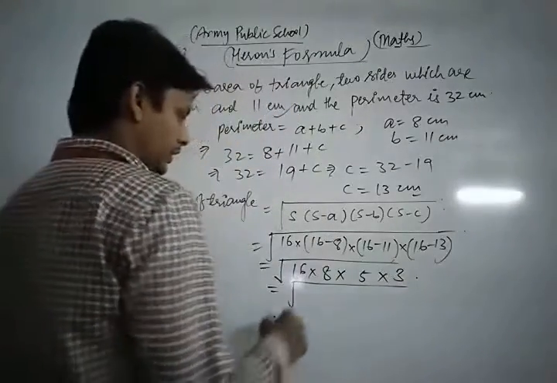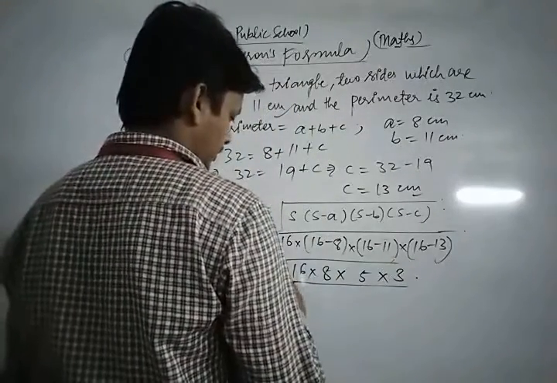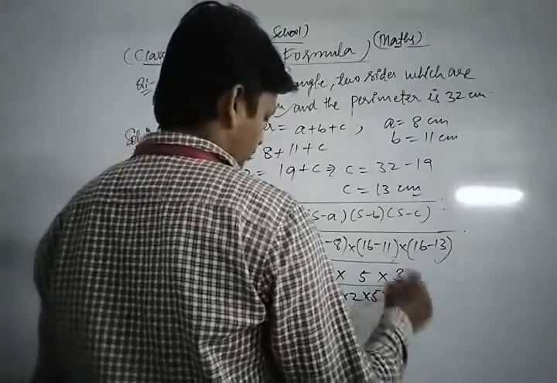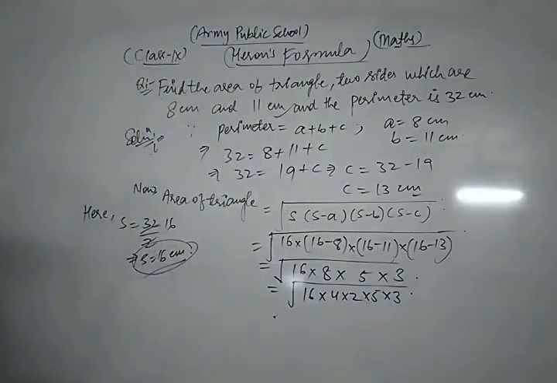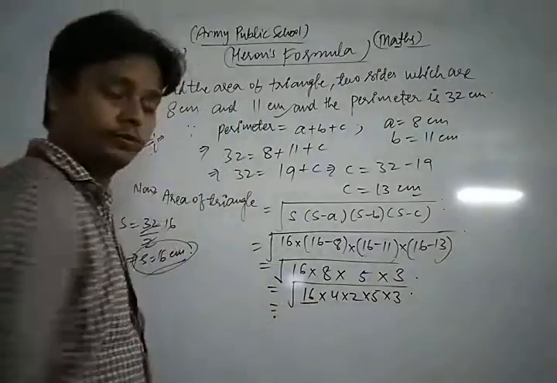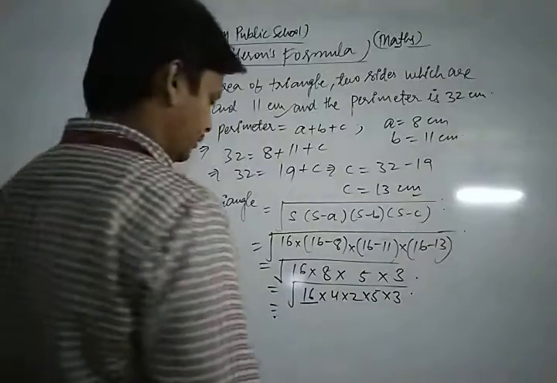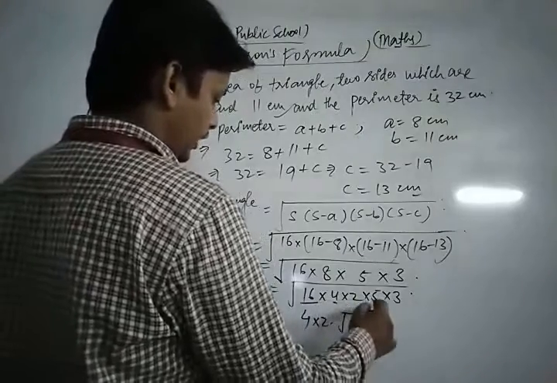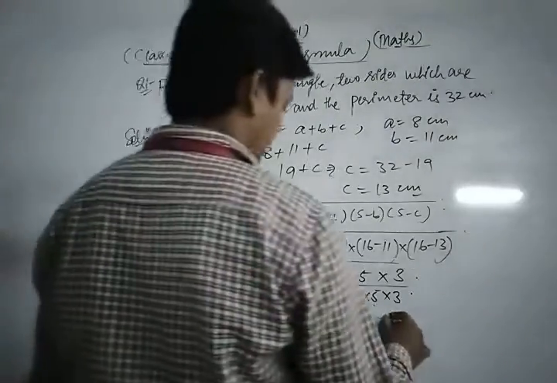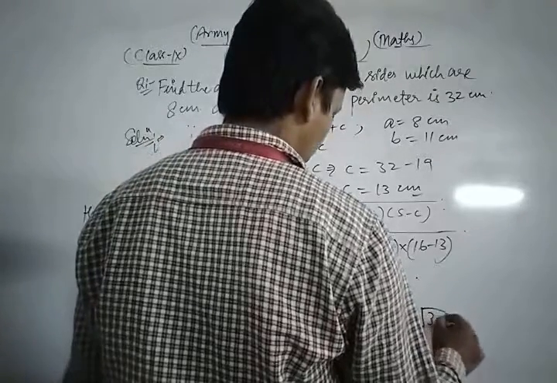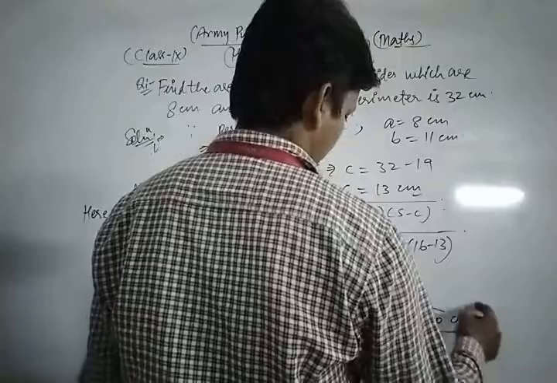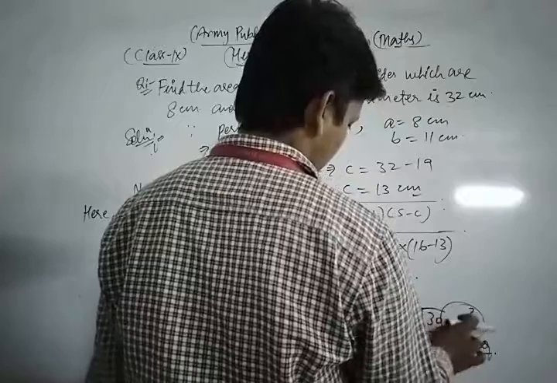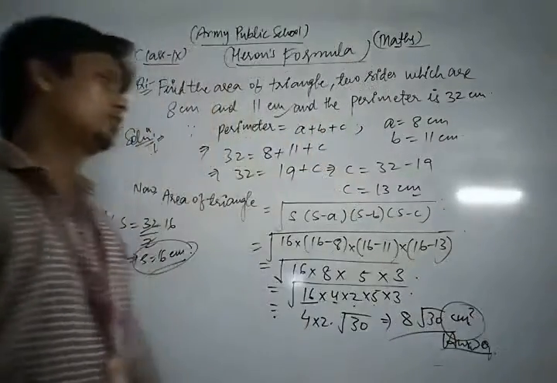Now look, in the square root we can write 16 as it is, 8 we can write as 4 into 2, and 5 into 3. From 16 we take 4 out, because the square root of 16 is 4, and the square root of 4 is 2, and under root 5 into 3 into 2 is 30, which is left, and we get 8 into under root 30 centimeter square. This is the required solution of the given question.